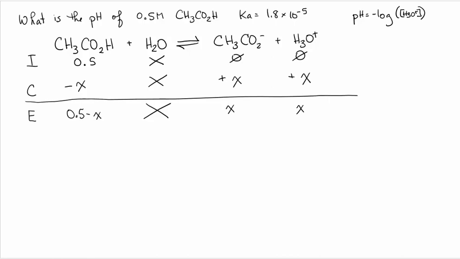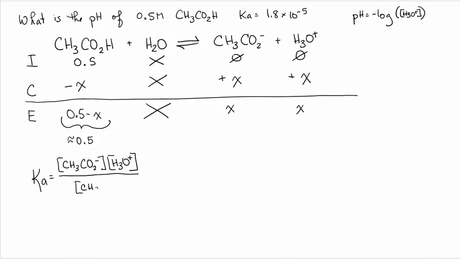There's no way for us to know x directly. And so we're going to make that assumption. We're going to assume that the change in the concentration of the acetic acid is negligible. We're going to assume that at equilibrium, it's going to be about half molar. So Ka is equal to products to their orders divided by reactants to their orders. So that's acetate ion to the first, hydronium ion to the first, divided by acetic acid, also to the first.